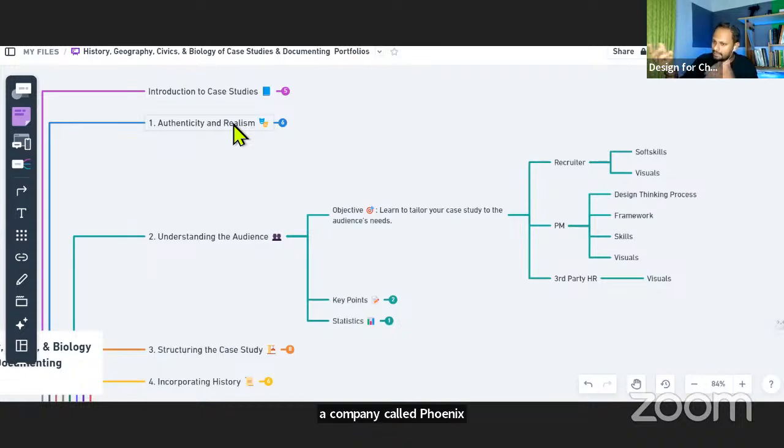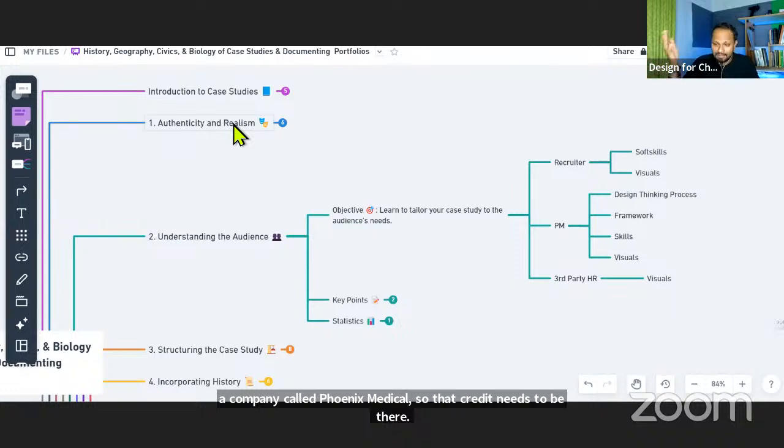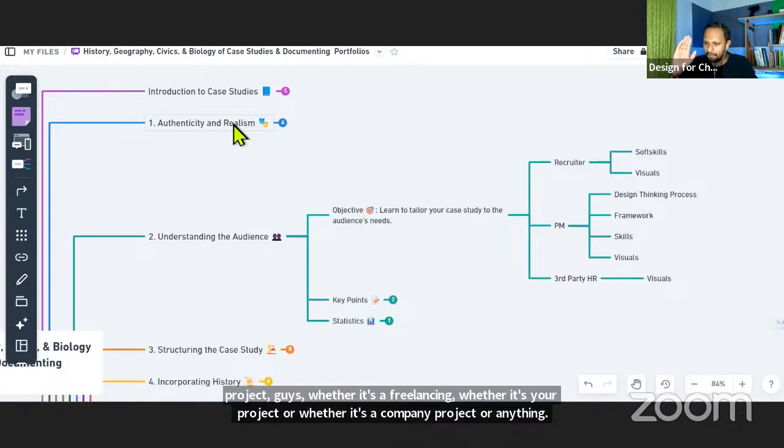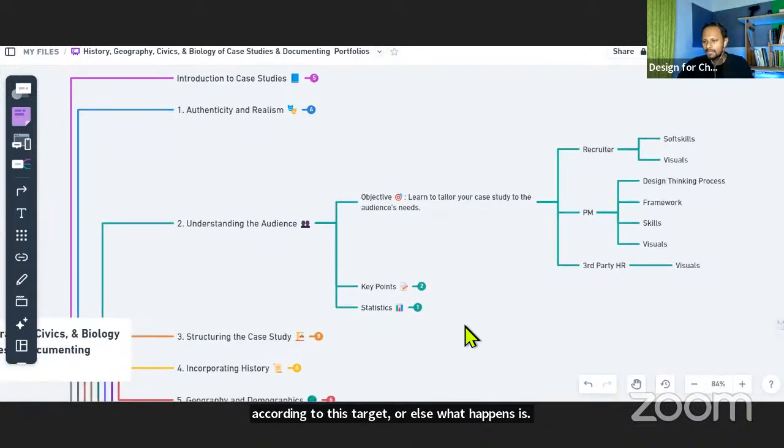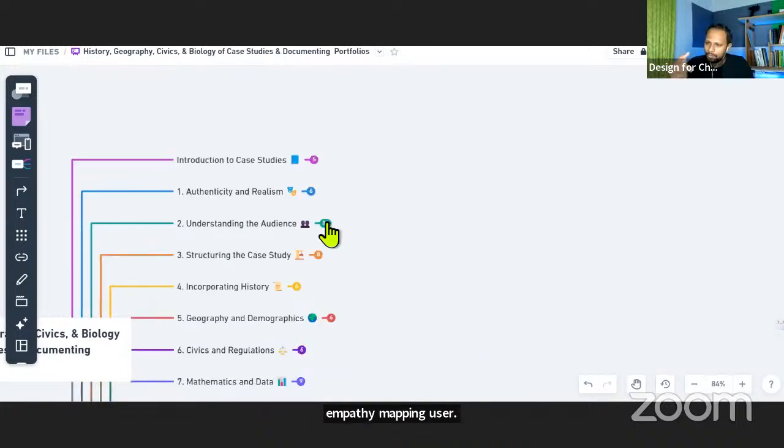Every project, guys, whether it's freelancing, your own project, or a company project, make sure you understand the authenticity behind it. Then you can also get attraction and create a very strong value proposition according to the target market. Or else what happens is, I will put one problem statement here, one research here, one ideation, one empathy mapping, one user journey. What is this? In one YouTube video, people can learn whatever I said in the last 1 minute, and they can do a better project than you.